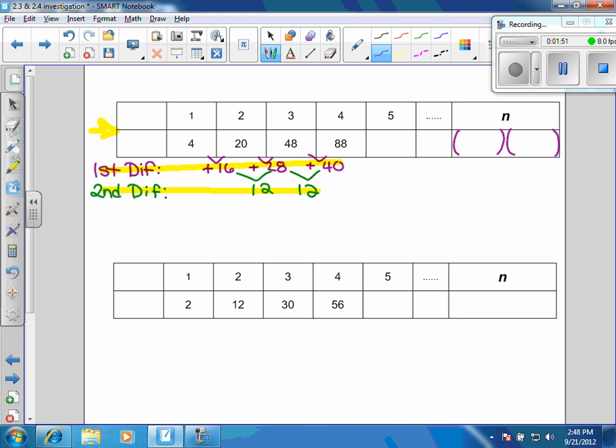Yes? How do you figure out the rule? How do you graph this? Oh, with the actual equation, you'll learn that in Algebra 2. And there's different strategies, actually. There's different ways to graph that.